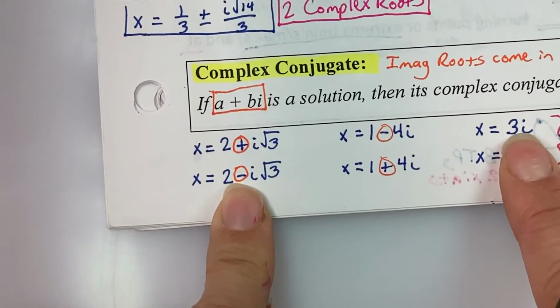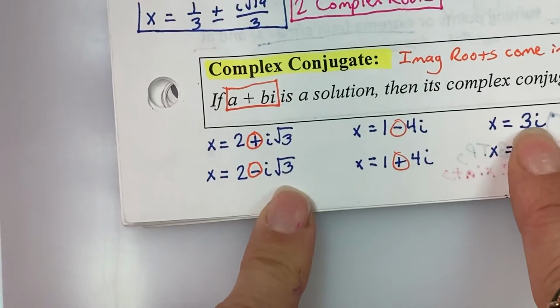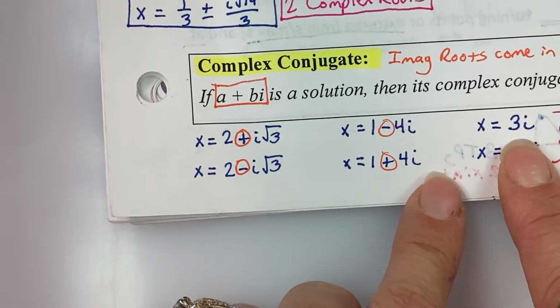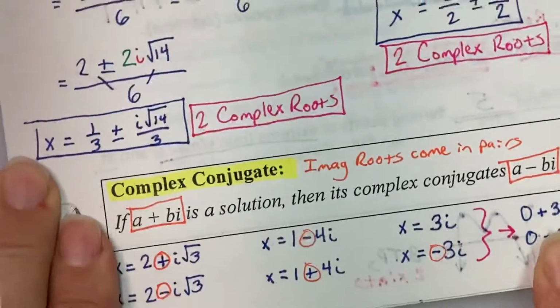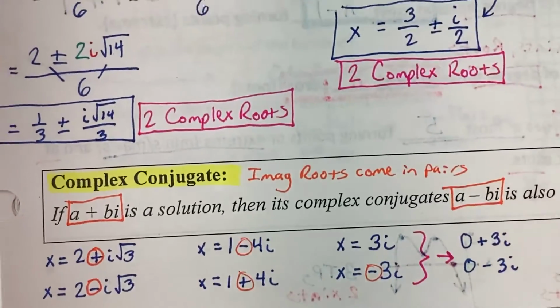So if I solely have an imaginary part of the complex number, if 3i is a root, its conjugate is negative 3i. So that's what those complex numbers would look like. It's just that the real part is 0.